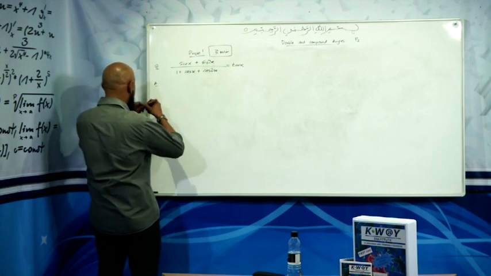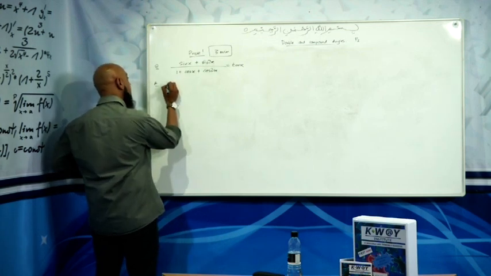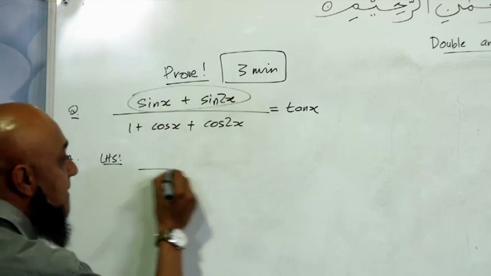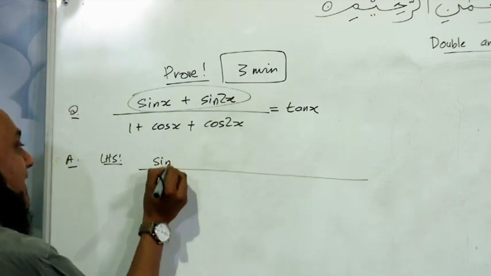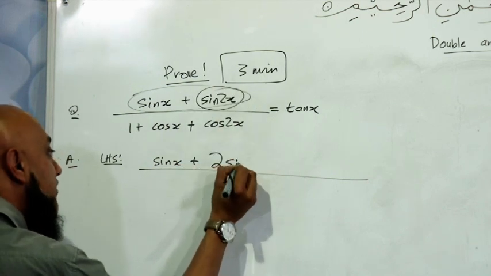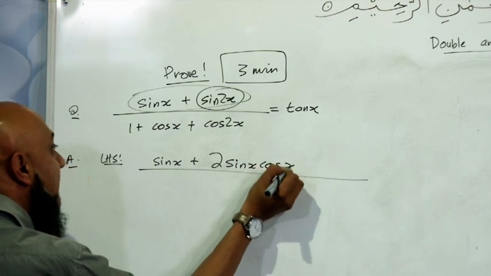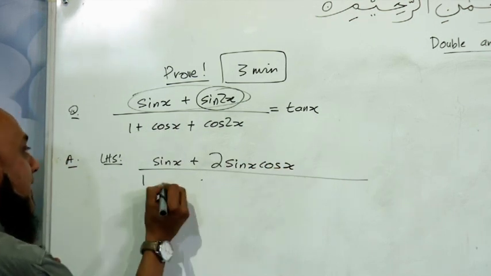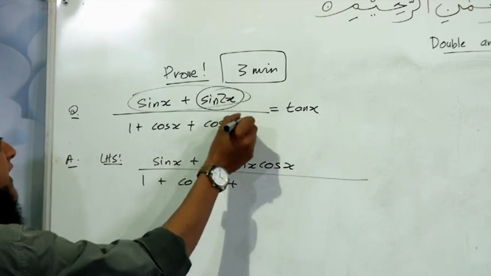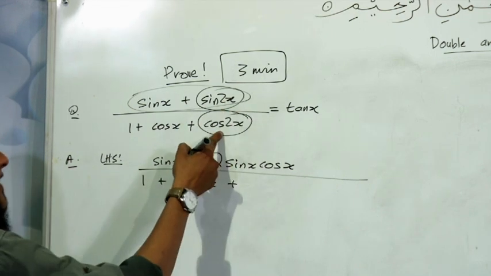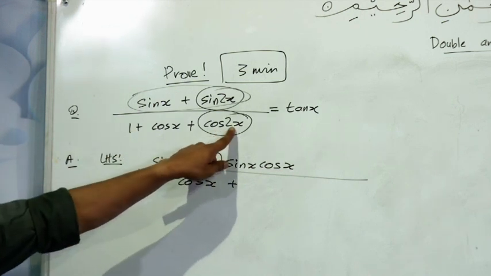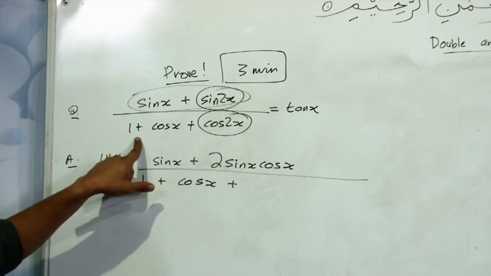We're starting now on the left-hand side. So we've got sine x plus sine 2x. Now, sine x plus sine 2x can only be broken up in one way: 2 sine x cos x. Now, we've got 1 plus cos x plus... now, which of the cos 2x formulas have got a minus 1 in it?